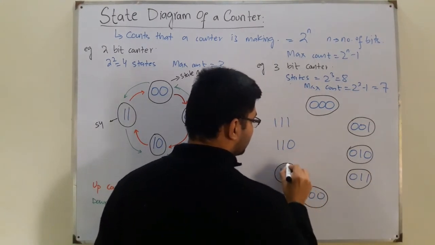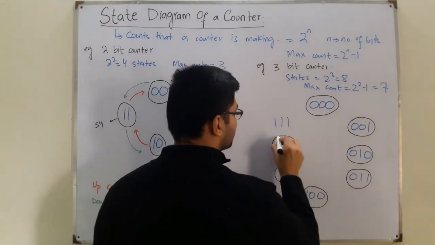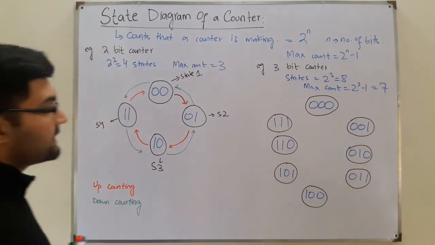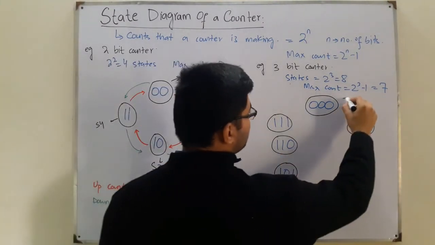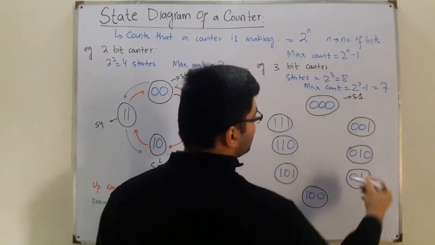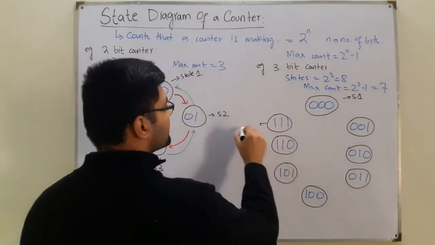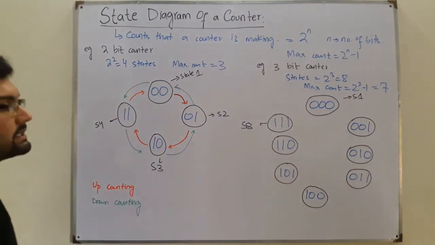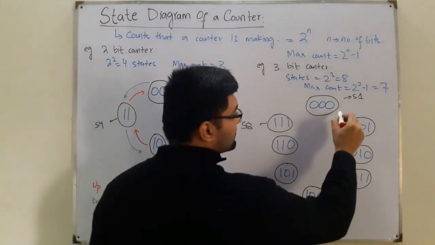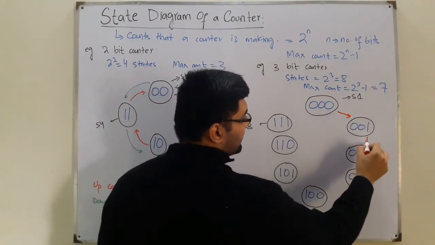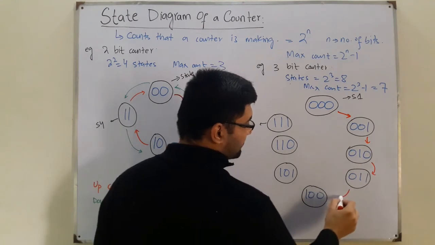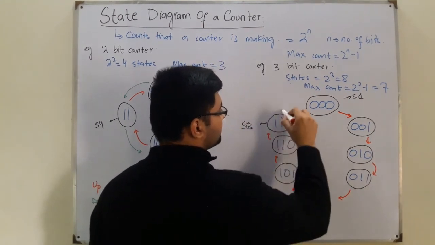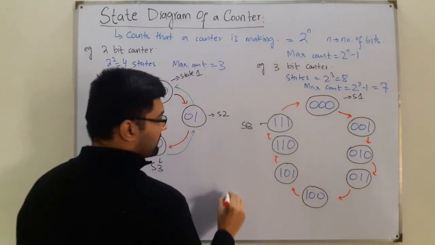All right, so this becomes your states. You have mentioned your states. This is the state number 1, all the way moving up to the final state, that is state number 8. All right, now again you have to represent the up and the down counting. So the up counting will start from 0, 0, 0, and it will go in this way as the red color is indicating. This is for up counting again.